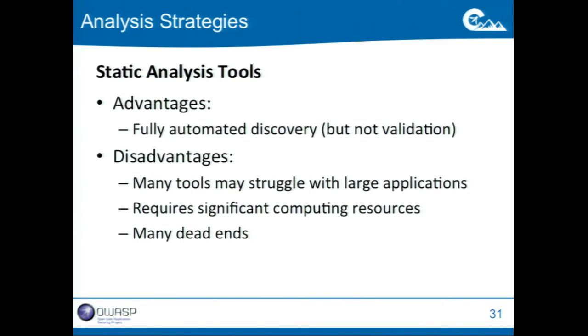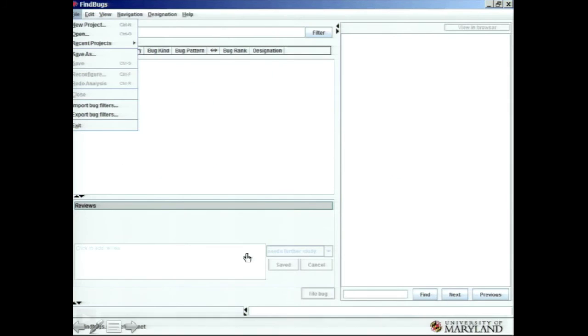There are also static analysis tools that can be used. There are a lot of commercial products, and some free open source products like FindBugs. Of course, with anything automated, there are certain advantages, but a lot of the tools aren't designed for mammoth applications, like in this case, several hundred thousand classes. So it can require some very hefty computing resources. And also there are a lot of dead ends, just because of the nature of false positives.